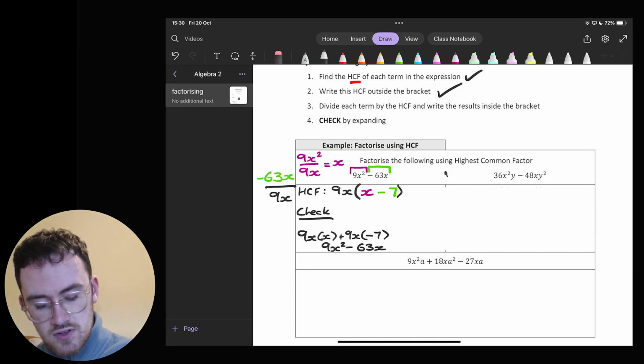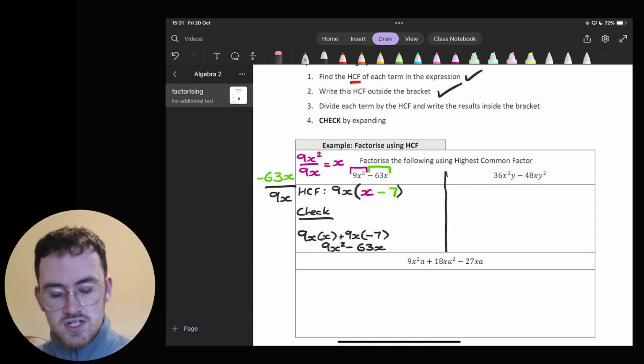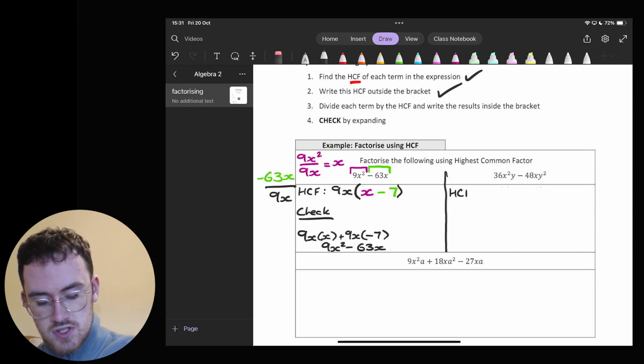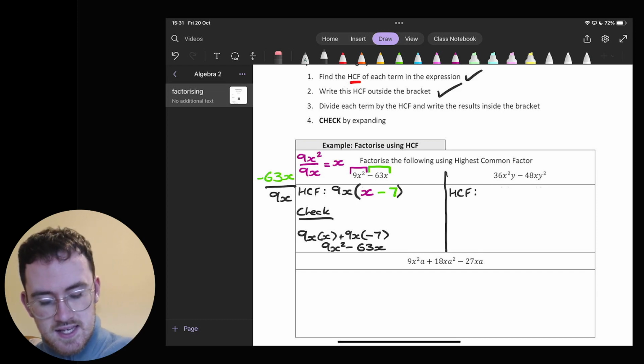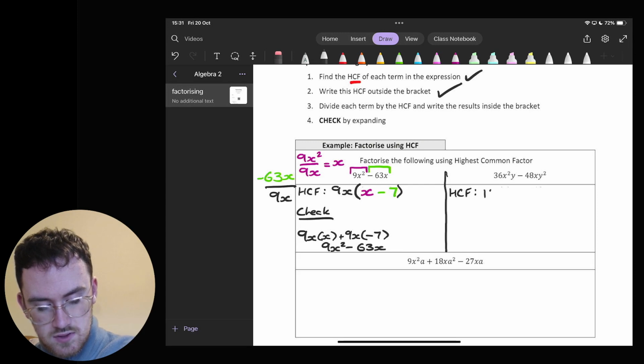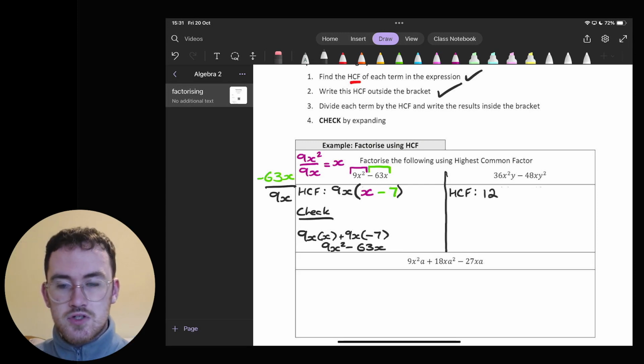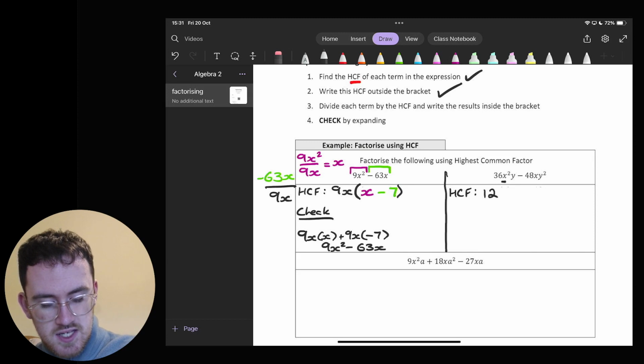Again, I'm looking for the largest or greatest factor that divides into both of these. So we'll start with the numbers. The biggest number that would divide into 36 and 48 is going to be 12, because 12 goes into 36 3 times, and 12 goes into 48 4 times. Now if we look at the letters, I have an x squared here and I have an x, so the highest power I can go to is an x. The same thing happens with the y's as well.